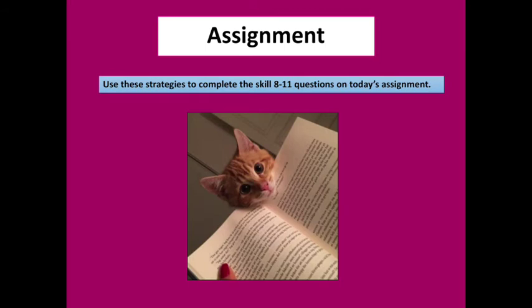Today's assignment will have more of these vocabulary in context questions. So try to use the 2 skills that we talked about today. Look for the word parts from the list on this PowerPoint and think carefully about the context. What is described and discussed in the passage?